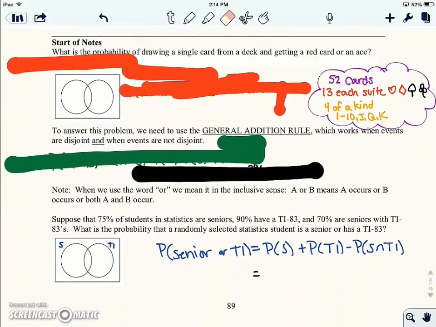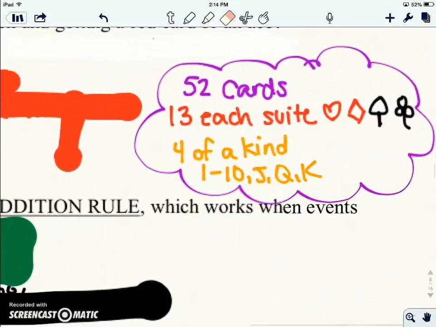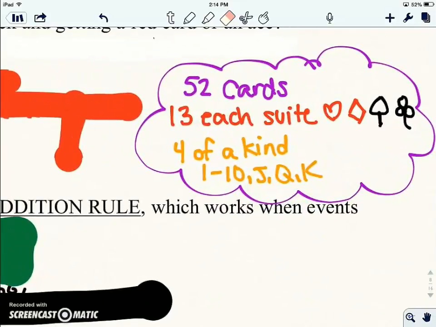The question is, what is the probability of drawing a single card from a deck and getting a red card or an ace? You really do need to memorize that there are 52 cards in a deck, 13 of each suit. Hearts and diamonds are red, spades and clubs are black, and there are 4 of a kind of each card, the numbers 1 through 10, jack, queen, and king.